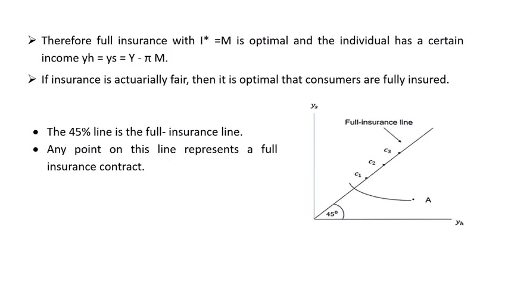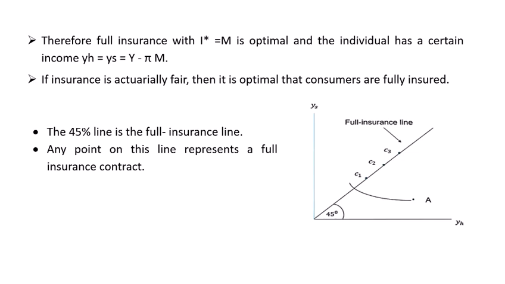So the individual chooses I equal to M, meaning the full medical cost is covered. At this point, disposable income in both states is Y minus pi times M. This is shown in the diagram.